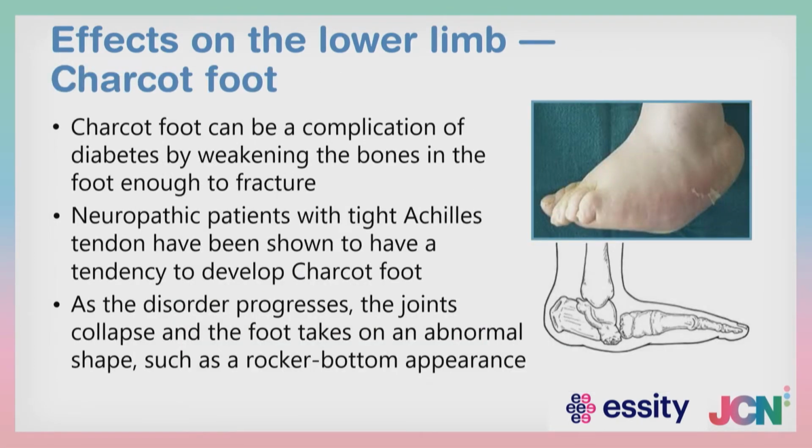Another effect on the lower limb can be Charcot foot, and this can be a complication of diabetes where the bones weaken, and they weaken enough to cause fractures. Neuropathic patients with a tight Achilles tendon have been shown to have a tendency to develop the Charcot foot. And as this disorder progresses, the joints collapse and the foot takes on an abnormal shape. You can see from the photograph there and the diagram, the bottom of it almost looks like a rocker type shape.